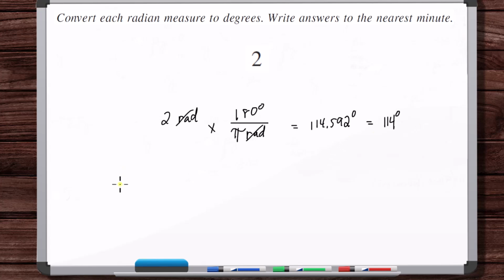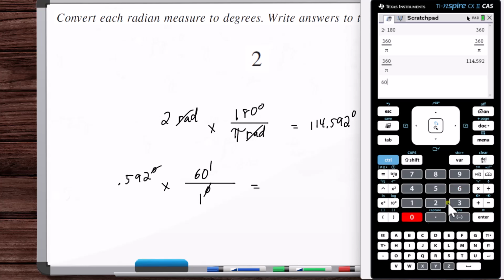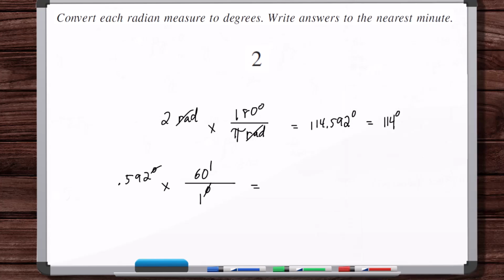How many minutes is 0.592 degrees? There are 60 minutes for every 1 degree. 35.52 minutes. Round that to the nearest minute, that's 36 minutes. So 114 degrees, 36 minutes.